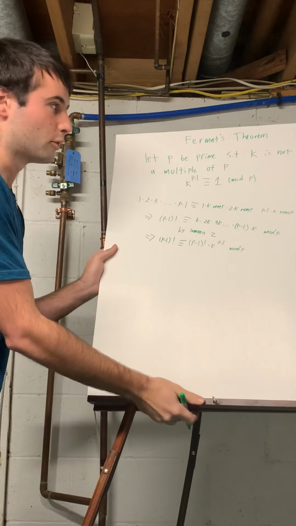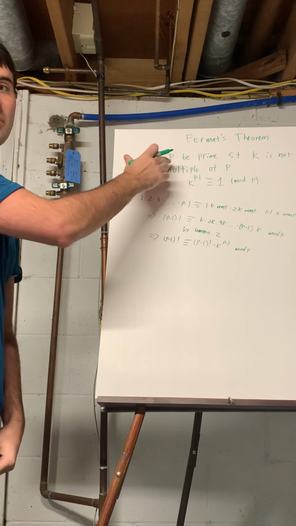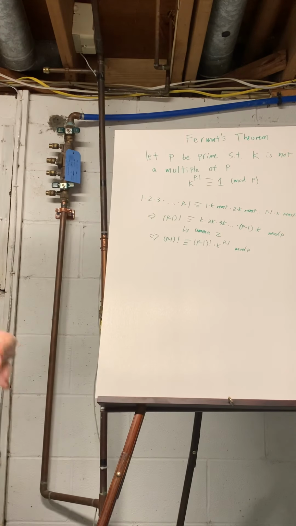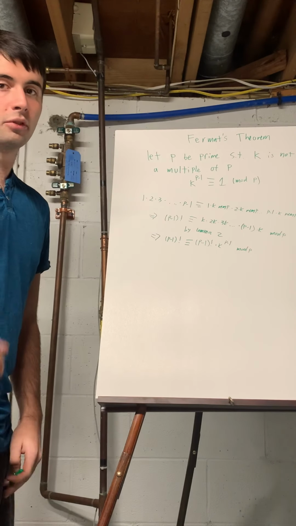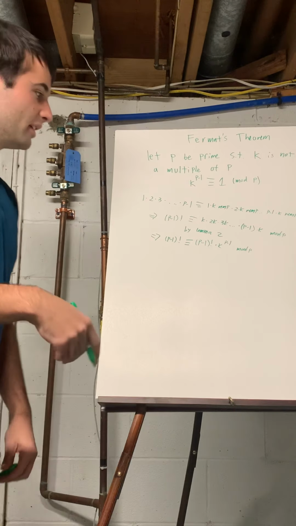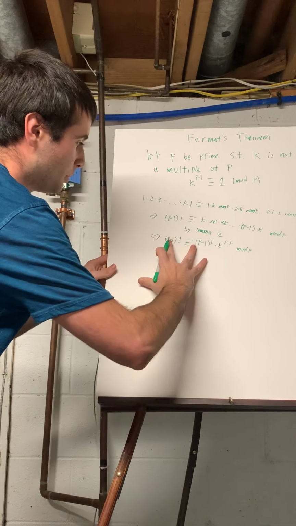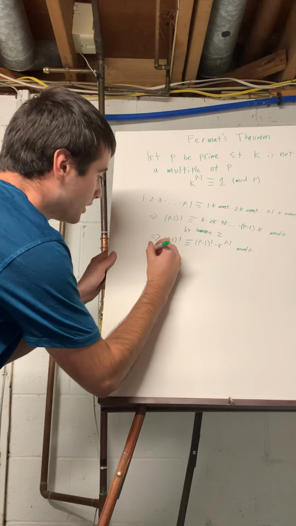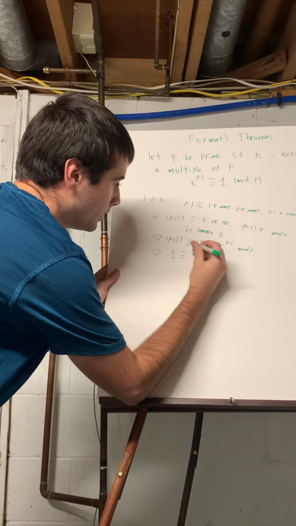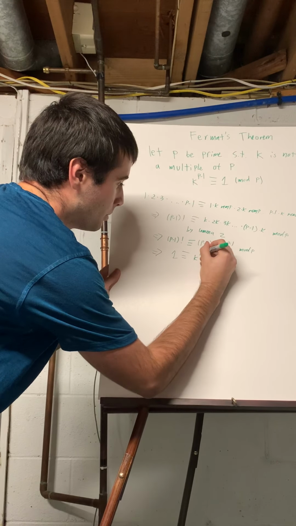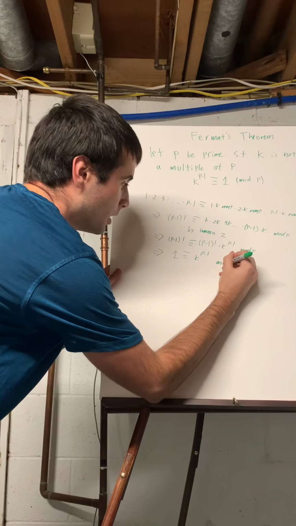Okay, so from here, because p is a prime number and we know k does not divide p, p cannot divide p minus 1 factorial. So from the cancellation proof that Brian did in his first video, we can cancel out p minus 1 factorial from both sides, and that leaves us with Fermat's theorem that says 1 is congruent to k to the p minus 1 mod p.